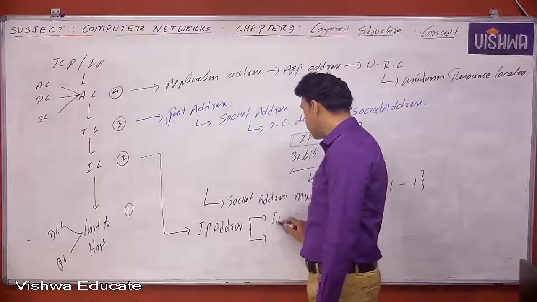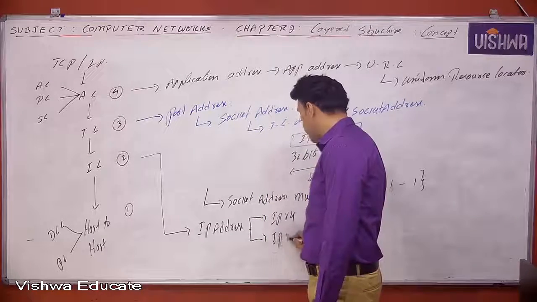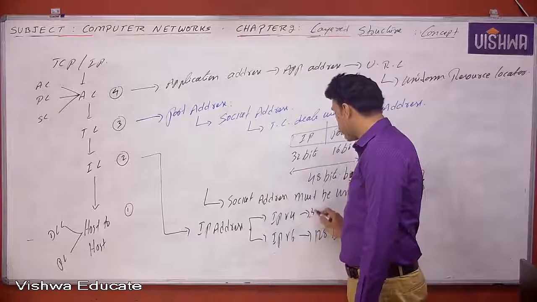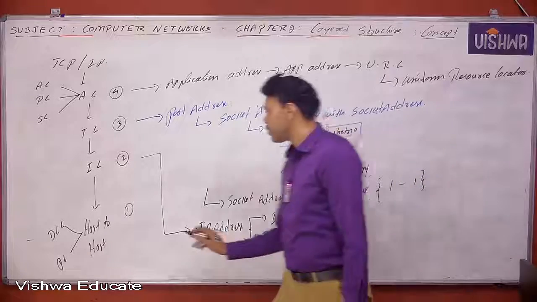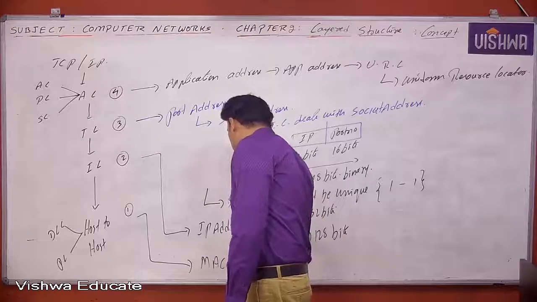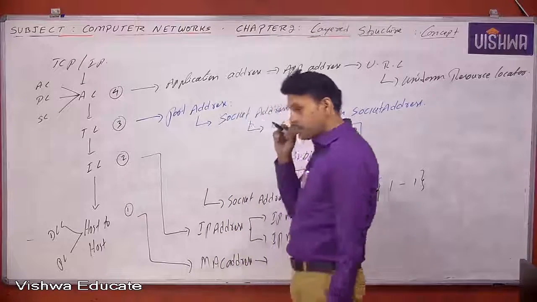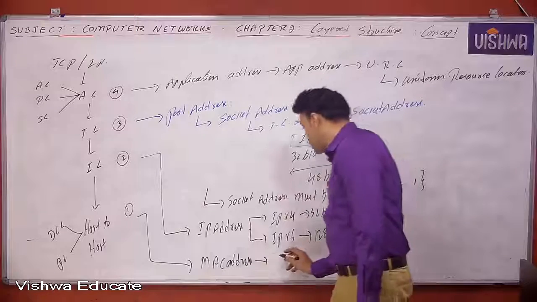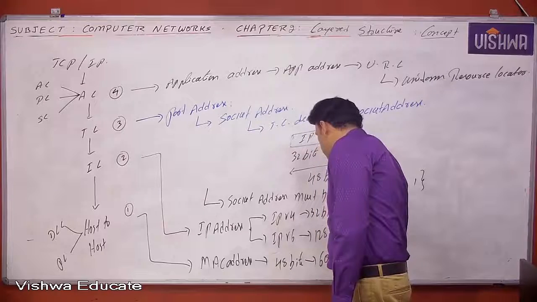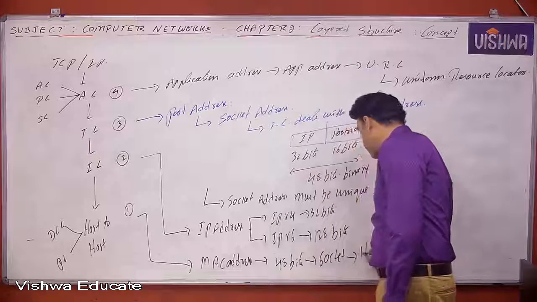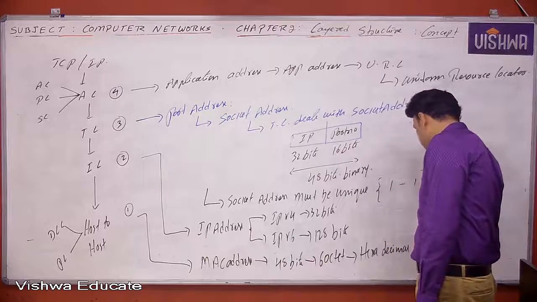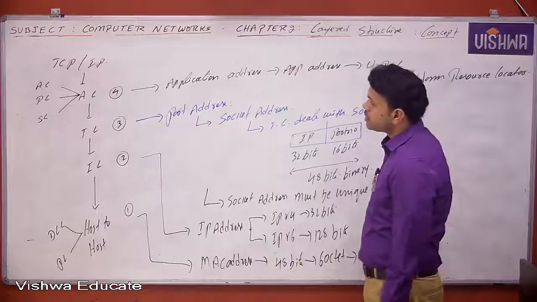As we know, IPv4 is 32 bits and IPv6 is 128 bits. And the host to host layer deals with the MAC address. Already I gave you in the previous lecture its notation and all. MAC address is 48 bit, 6 octet, hexadecimal form. This is about the addressing mechanism.